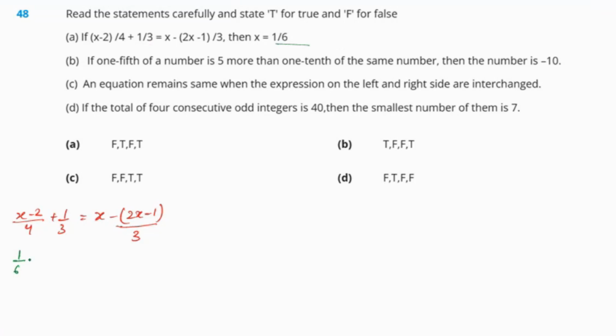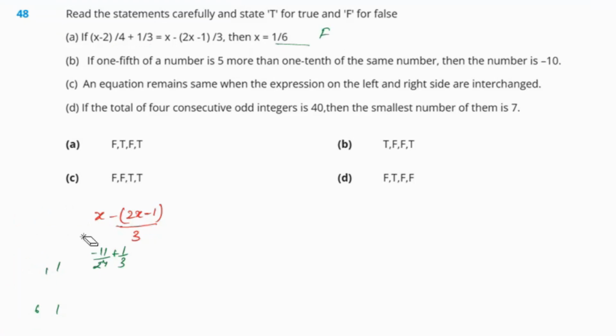So 1 by 6 minus 2, the entire thing by 4 plus 1 by 3. If we do it, we get (1 minus 12) by 6, so minus 11 by 6 over 4 plus 1 by 3. It becomes minus 11 by 24 plus 1 by 3. When we solve it, we are not getting both sides equal. So this is not the correct answer, so false should be there.